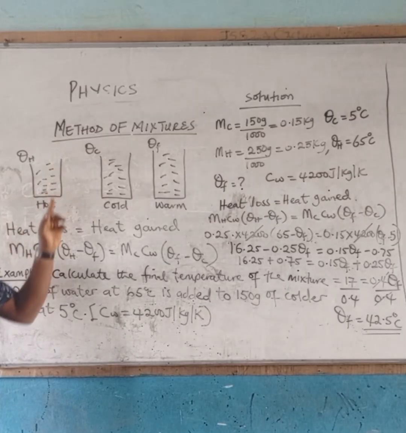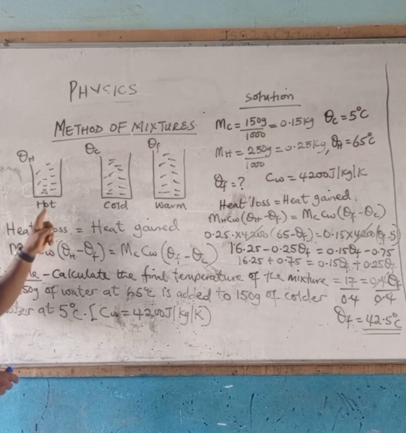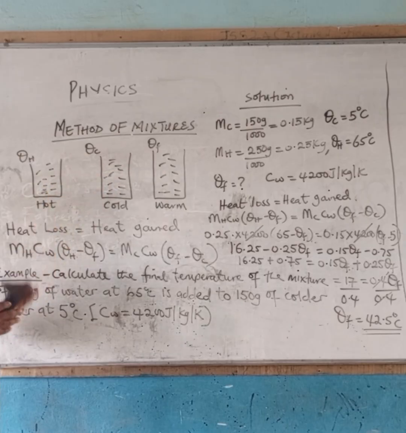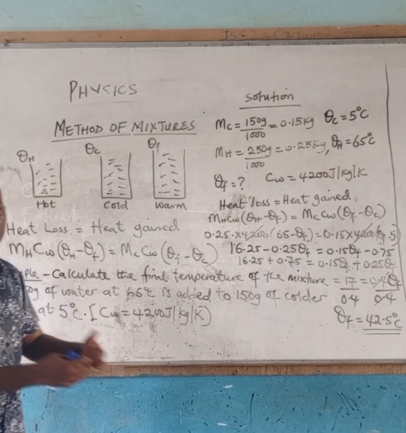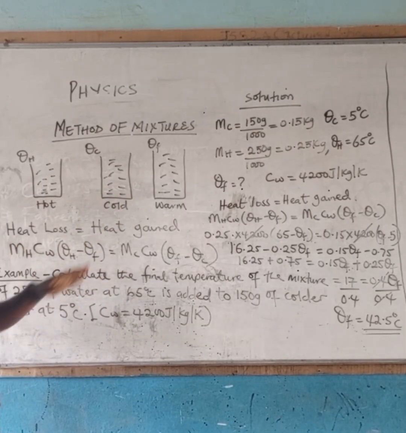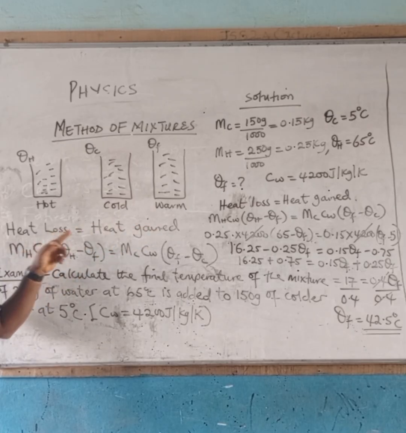Now, if we mix hot water with cold water, two things happen. There is going to be heat loss by the liquid. By the time you mix, the hot water is going to lose heat to the cold water, and this cold water is going to gain heat. Now, once this is done, in heat transfer, the heat loss is proportional to the heat gain. The amount of heat that is lost is equal to the amount of heat that is gained.